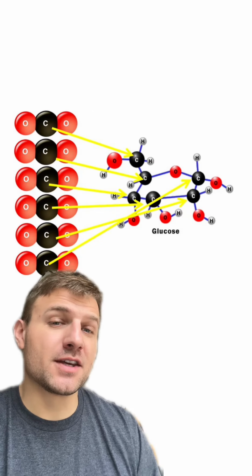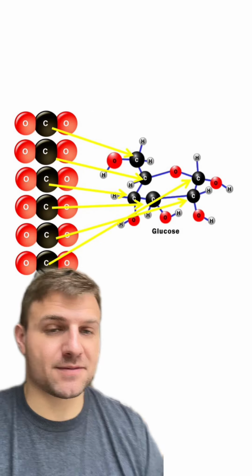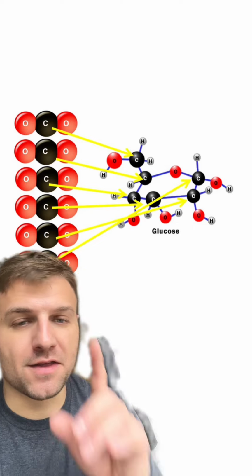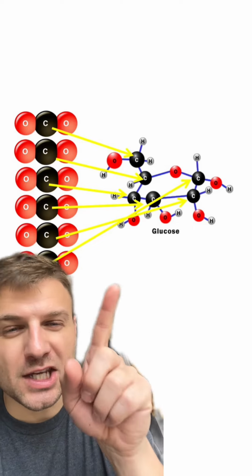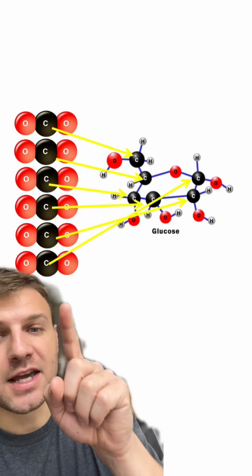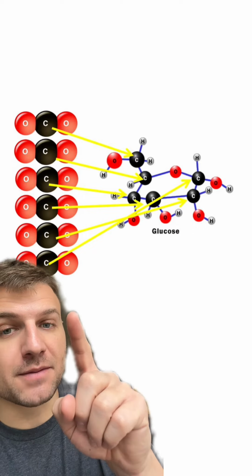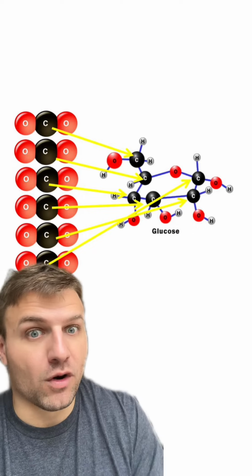I also like to show this image when talking about photosynthesis. It's really important for the students to understand that the carbon they find in sugar molecules comes from carbon dioxide. You can see each one of those carbon atoms in glucose is coming from one of the 6 carbon dioxide molecules that the plant's going to take in for photosynthesis.